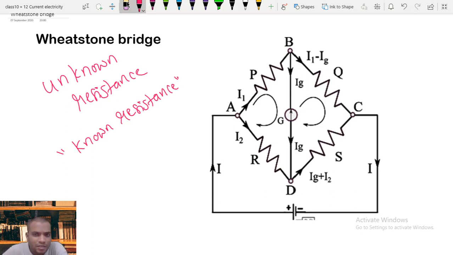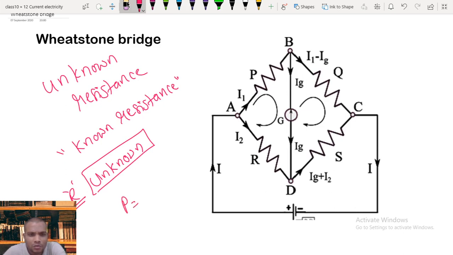Suppose the resistance here is equal to R. So R is the unknown resistance. I don't know what the resistance value is. It's just like a small resistor which has certain ohms. But to find the unknown resistance, if I have known resistance values, let's say P equal to Q equal to S, I am having three known resistances. Let me take 1 mega ohm as the resistance value.